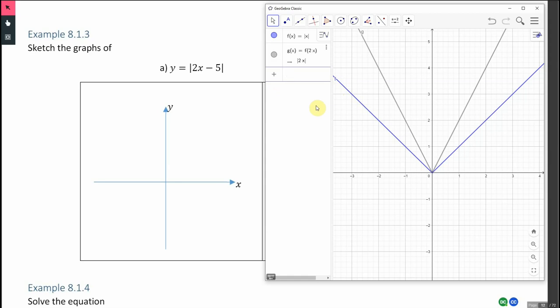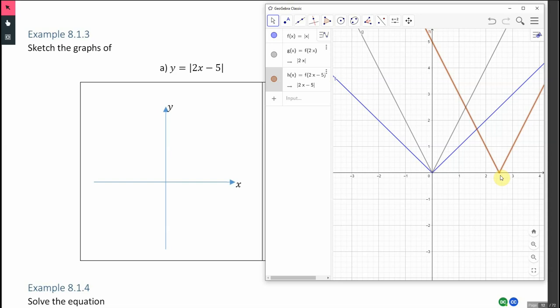I'll demonstrate that by typing f of 2x take 5. Because I called the f function mod x, then f of 2x take 5 is the modulus of 2x take 5. But note, it has moved to the right by 2.5, not 5. So you've got to be careful with that. If you've got a translation combined with a stretch or a squash, you've got to think about the combined effects of those.